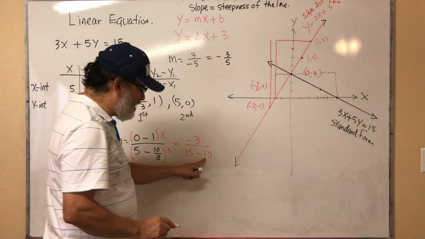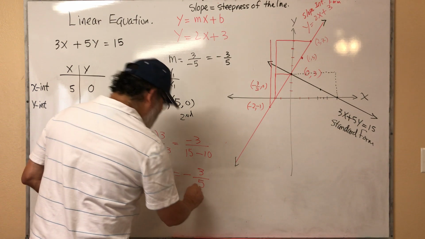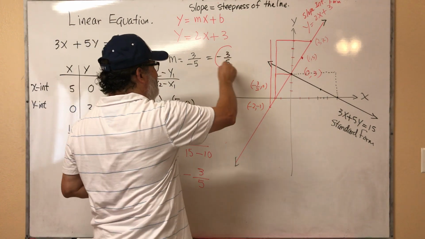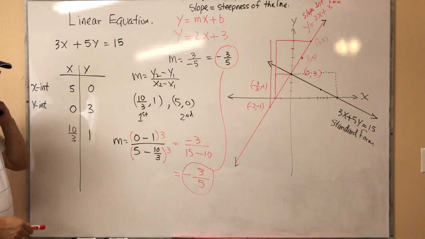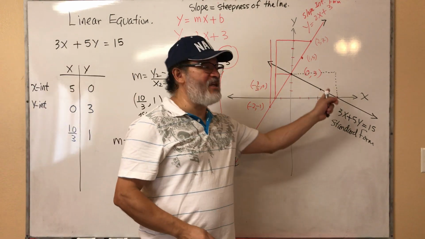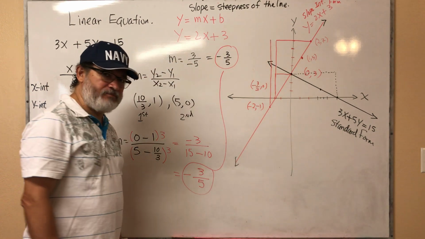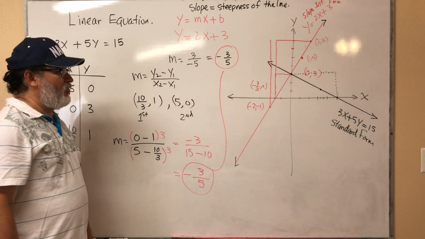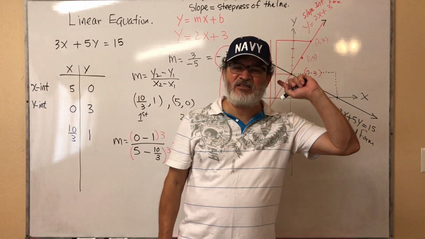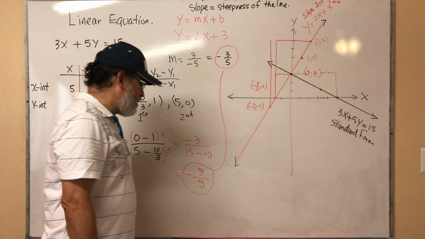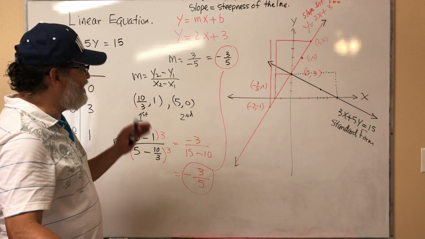What's 15 minus 10? 5. Same as before. The slope of this line is negative because it's decreasing. Beautiful. The slope of this line is negative because it is decreasing. Okay, and it's negative 3/5. Beautiful.